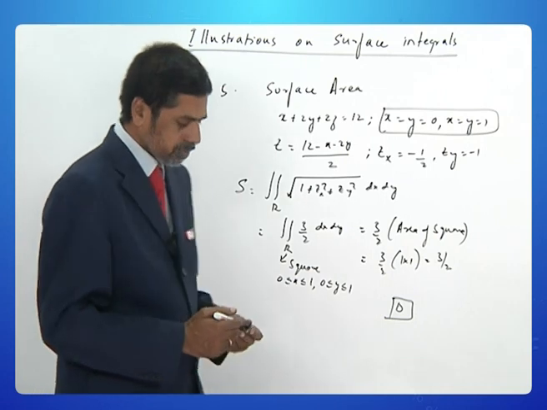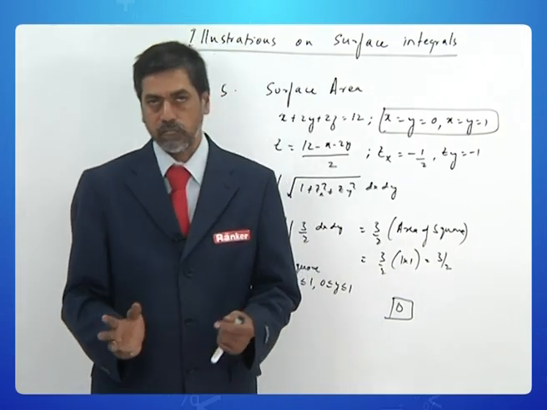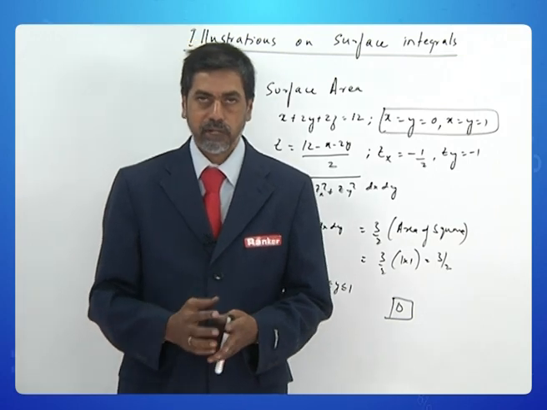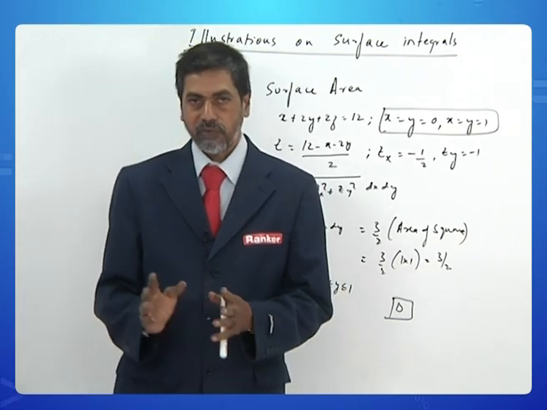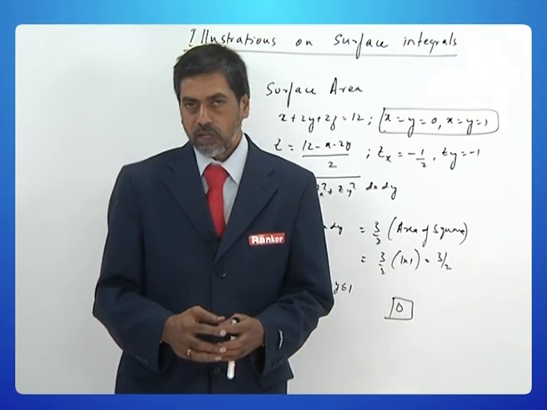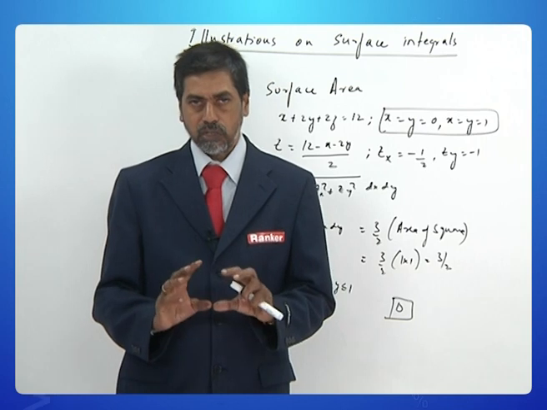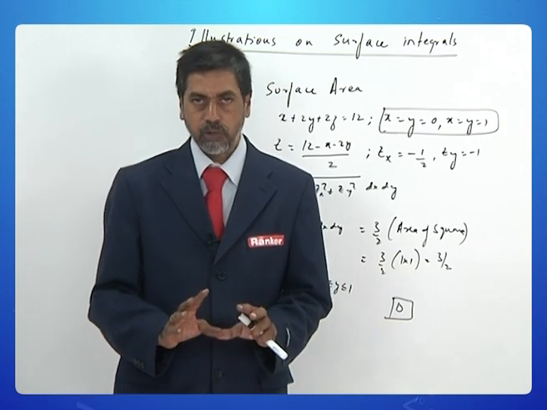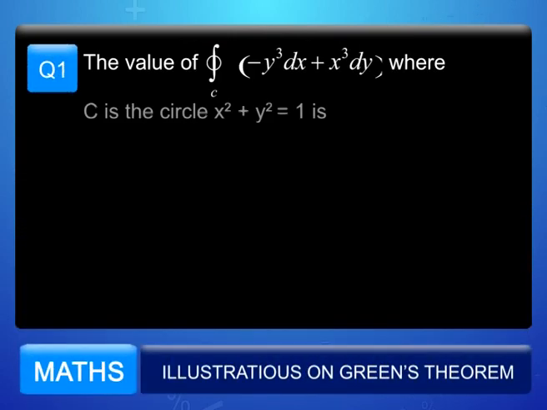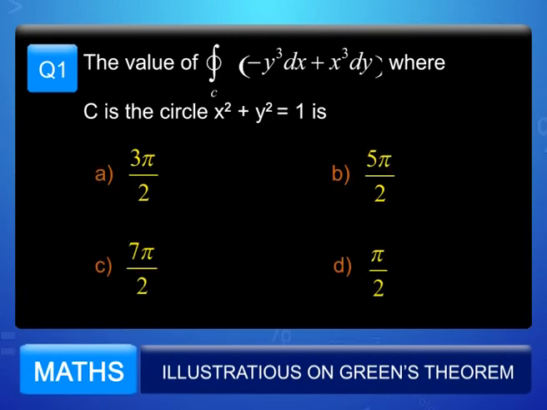So this is how short type questions in surface integrals can be attempted. Of course, we covered one problem on the divergence theorem. However, when we actually focus on the divergence theorem, we will see some more very good questions. Let us now focus specifically on some Green's theorem problems which are well known. Question number 1. What is the value of the closed line integral of minus y cube dx plus x cube dy, where C is the circle x square plus y square is equal to 1?